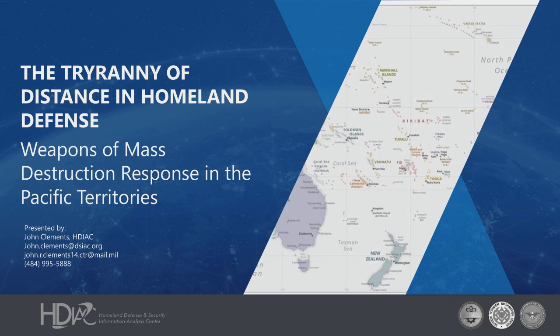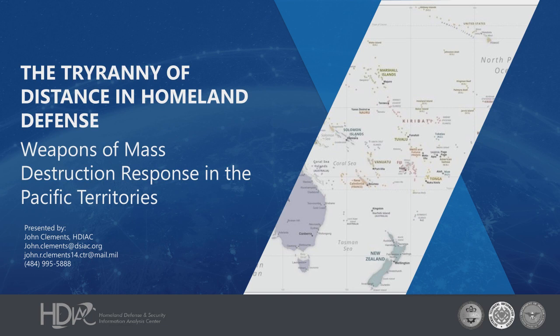So, welcome all to the Tyranny of Distance in Homeland Defense. We're going to be focusing on weapons of mass destruction response in the Pacific Territories, or the U.S. Indo-PACOM AOR. So, there are two combatant commands with a Homeland Defense mission. We have U.S. Northern Command, which has the obvious mission, with its AOR being the continent, including the continental United States, now Alaska, as well as Puerto Rico and the U.S. Virgin Islands. But also, U.S. Indo-PACOM, some people are a little surprised to realize, has a Homeland Defense mission.